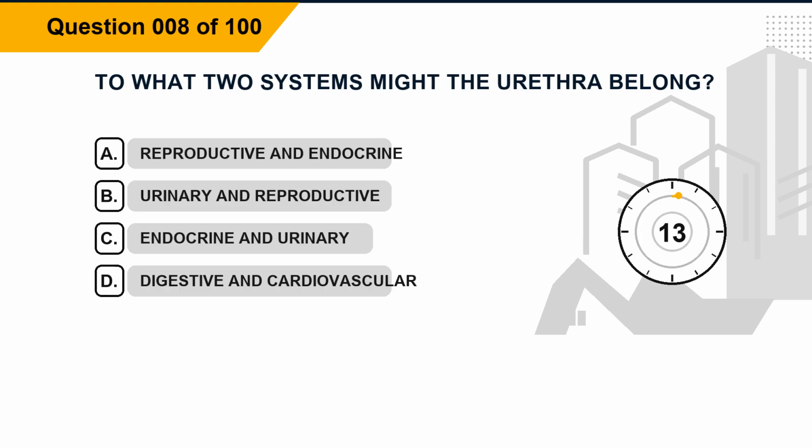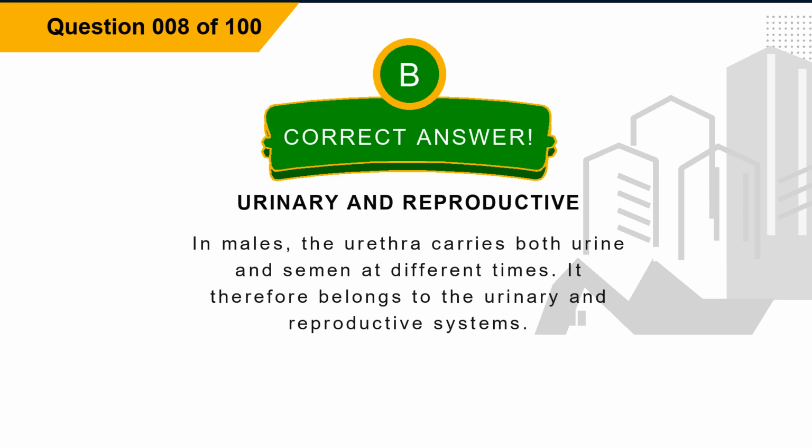Question 8. To what two systems might the urethra belong? Option A. Reproductive and endocrine. Option B. Urinary and reproductive. Option C. Endocrine and urinary. Option D. Digestive and cardiovascular. The correct answer is option B. Urinary and reproductive. Explanation. In males, the urethra carries both urine and semen at different times. It therefore belongs to the urinary and reproductive systems.